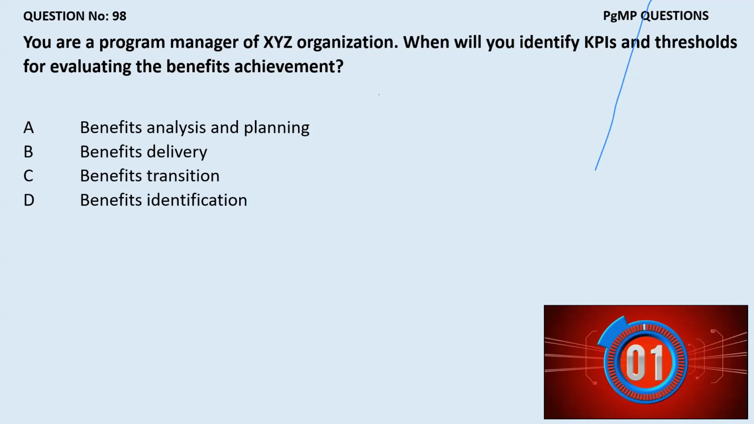Fasab, why D? I was looking at when will you identify KPIs and thresholds, and I missed the evaluating part. Evaluation is in analysis there. After this discussion, what is your orientation, A or D? After analyzing the question, what do you feel is better? Yes, because for evaluation it is A.